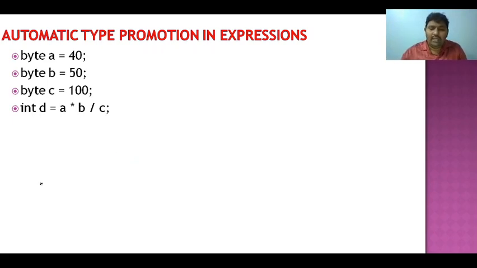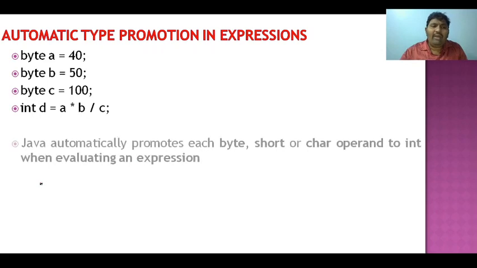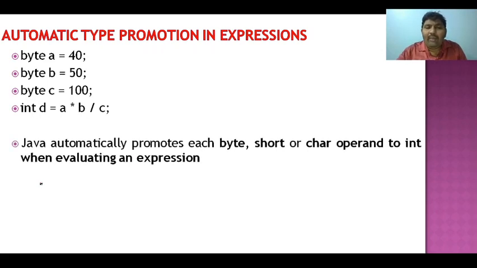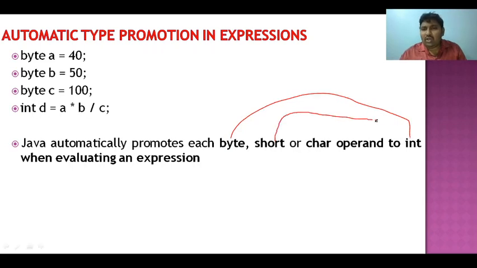What happens is there are some rules available. Java automatically promotes each byte, short, and char operand to int. So in an expression, if we have a byte, it is converted to int. If we have a short, it is also converted to int. If we have a char operand, it is also promoted to int while evaluating an expression. These are called the automatic promotion rules.